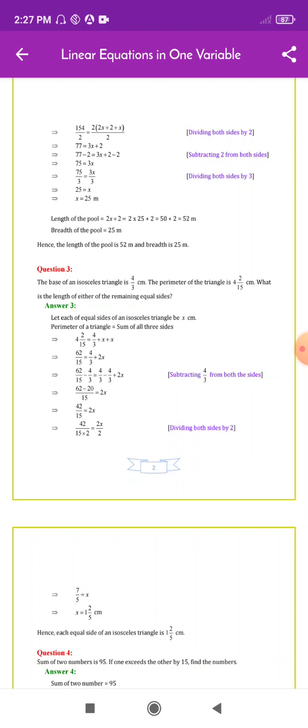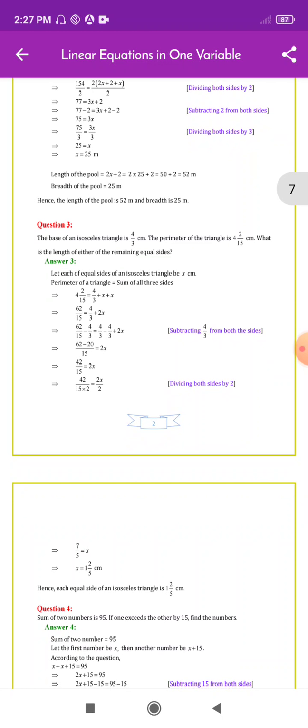Yes or no, students? Now we go to question number 3. What is question number 3? The base of an isosceles triangle is given, that is 4 1/3 centimeter. The perimeter of this triangle is 4 2/15. Now what is the length of the remaining equal side? We have to find out the length of the side. So let us see, whichever we are finding, that will be taken as x. So let each equal side of the triangle be x centimeter.